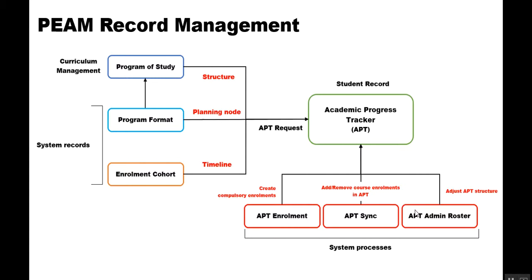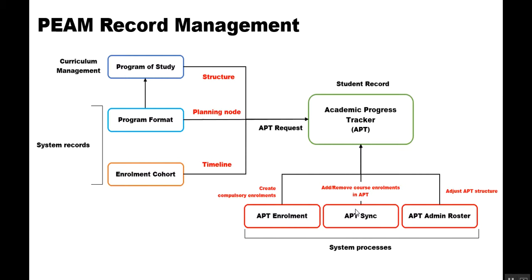Then we've got here a number of system processes that we use to create and manage the APT. The first one is APT requests. That's used to create the APTs. APT enrolment creates the compulsory enrolment, so it takes the courses that are identified as compulsory in the APT and enrolls students on the relevant classes in the right year.